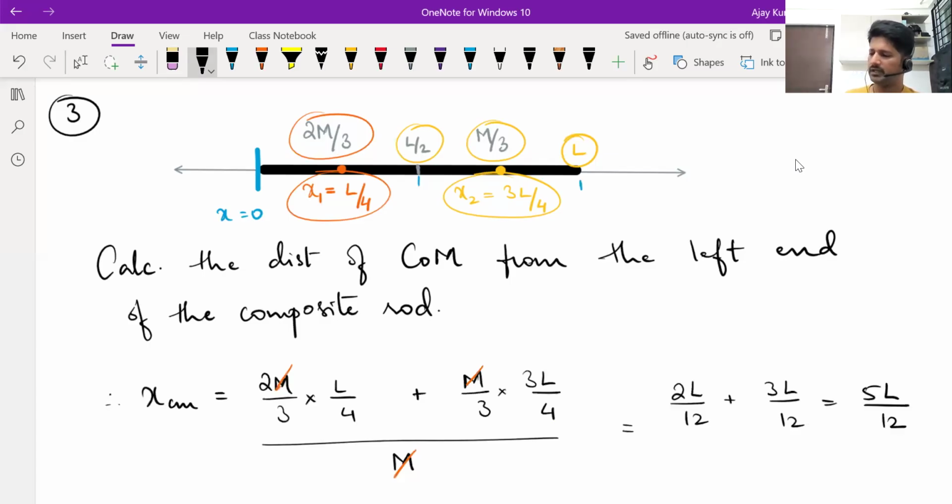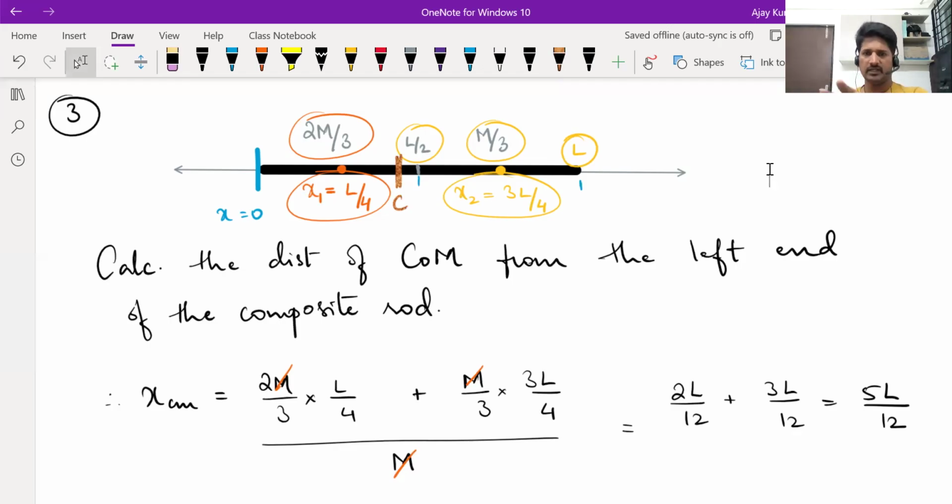And 5L by 12 is less than L by 2. 6L by 12 is L by 2. So 5L by 12 is less than L by 2. And that is what I was saying. The center of mass favors the heavier side. It's somewhere here actually. The balancing point. Anyway, we have not talked about this balancing point idea yet. But center of mass is actually called center of gravity, which is the same as center of mass in many cases.